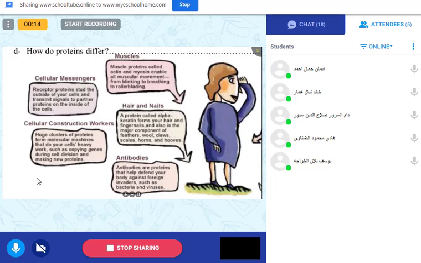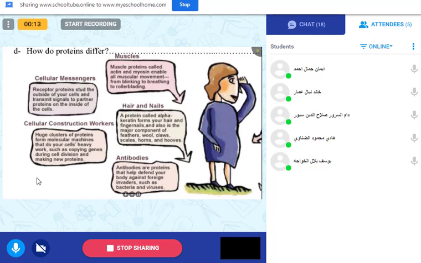Muscles. Muscle proteins called actin and myosin enable all muscular movement, from blinking to breathing to rollerblading. So every single muscle in your body is made of proteins called actin and myosin. These proteins are made of amino acids. To grow the muscle, first you train the muscle, and when it is exercised it will require more amino acids. You give the muscle more amino acids, so it will grow bigger and stronger.